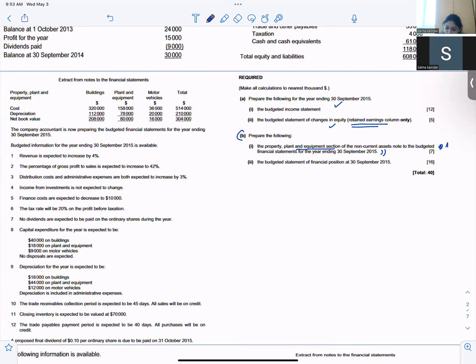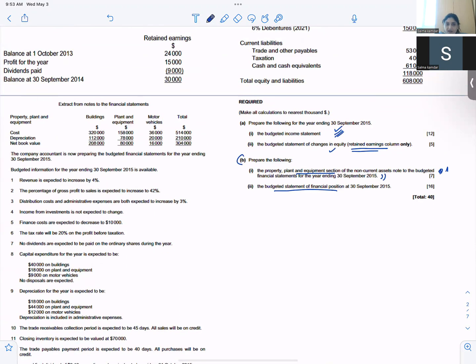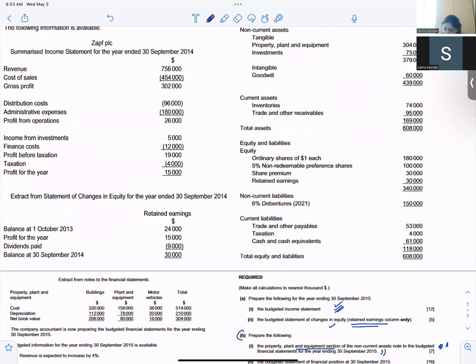They've also asked you to prepare the budgeted statement of financial position. Let's start with the first thing that they've asked us to prepare. They have asked us to prepare a budgeted income statement. For which year? For 2015.